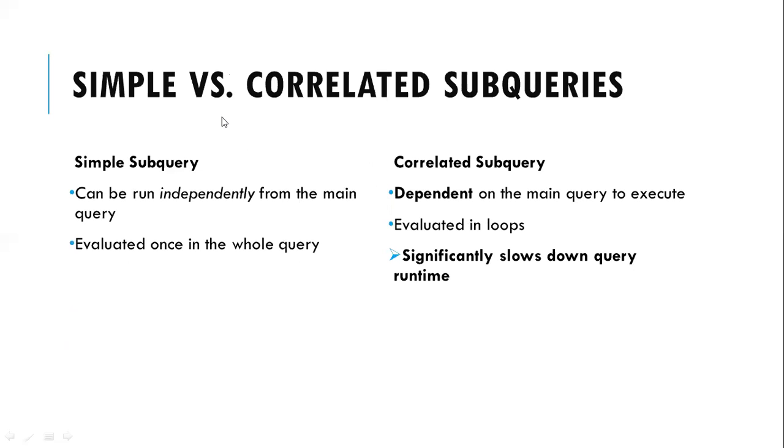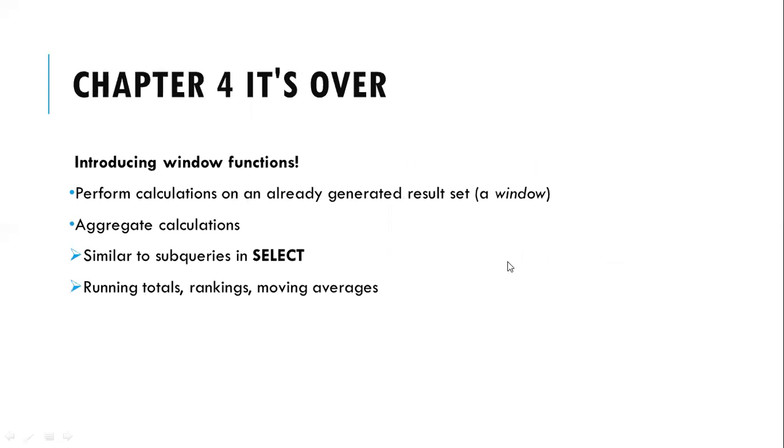Now we will discuss the difference between simple and correlated subqueries. A simple subquery can be run independently from the main query, whereas a correlated subquery is dependent on the main query to execute. A simple subquery is evaluated once in the whole query, whereas a correlated subquery is evaluated in loops, and it significantly slows down query runtime. Now we will discuss the last chapter of this course, which is introducing window functions.